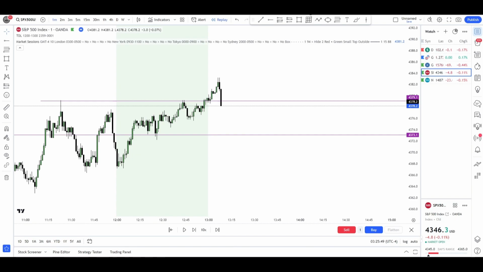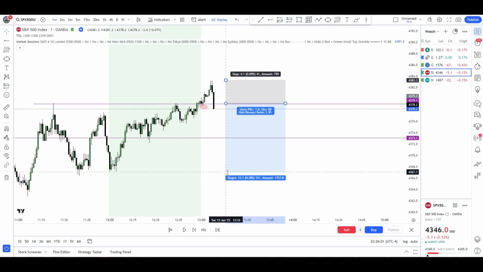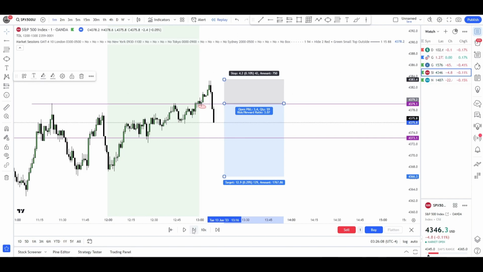And we already see a shift right here because we took out these lows here. You can also wait for more confirmation and wait for these to be taken out, but let's just put our entry right here, a short, and then go for the lows down here and a stop above here.